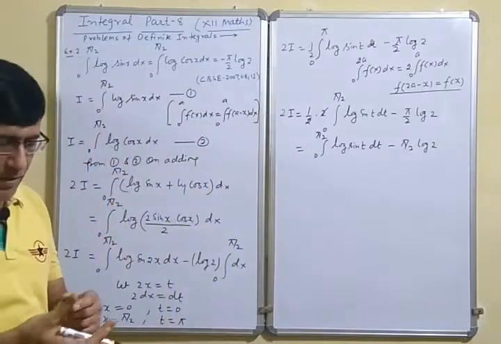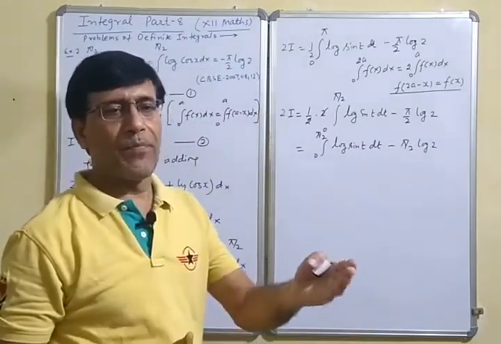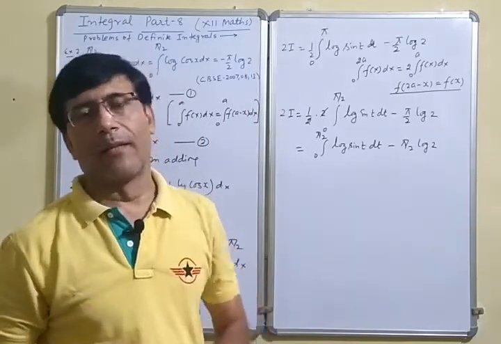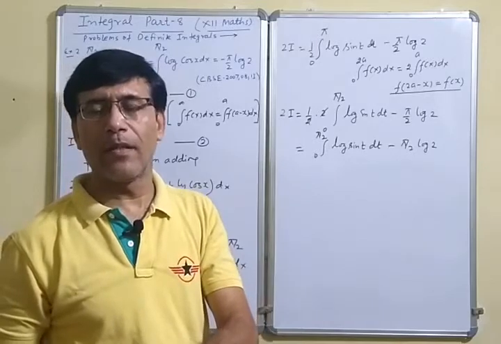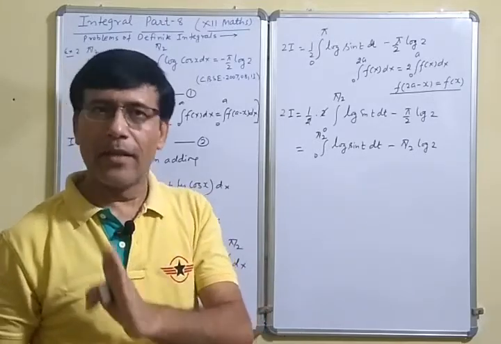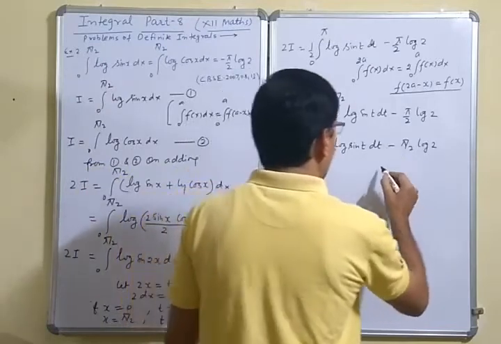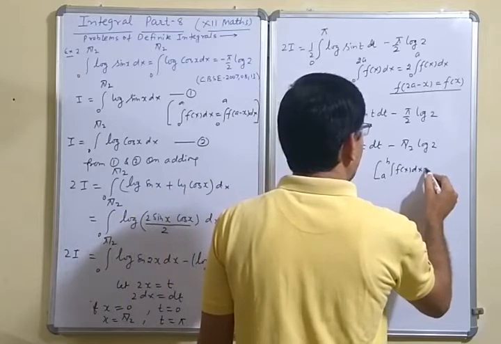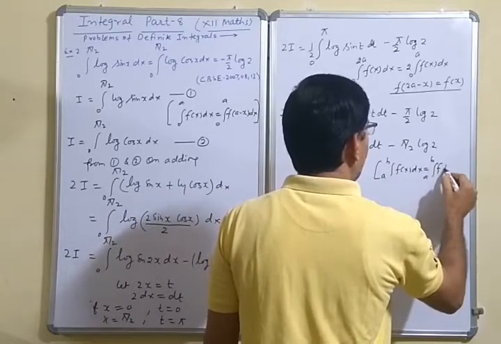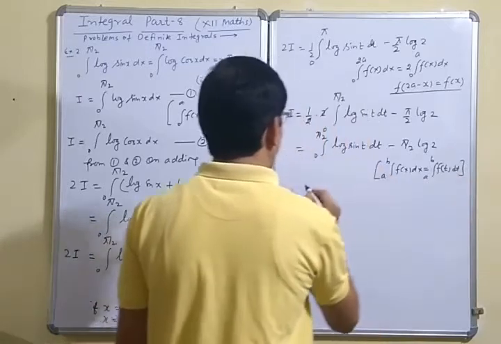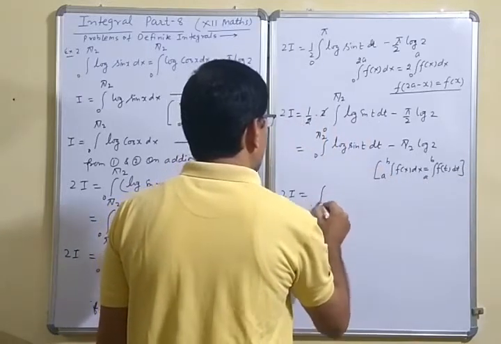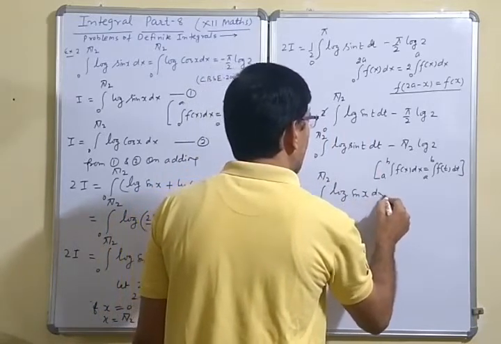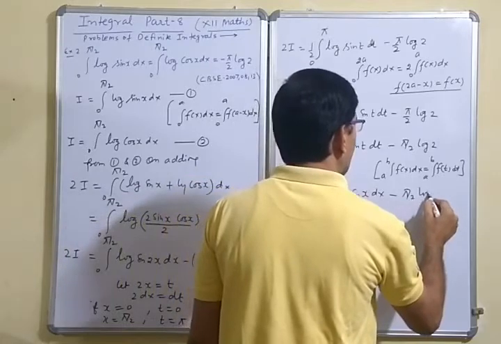Now one property also we know: the integral from a to b of f(x) dx is equal to the integral from a to b of f(t) dt. By using this property, we can write 2I as the integral from 0 to pi by 2 of log sin x dx minus pi by 2 log 2.